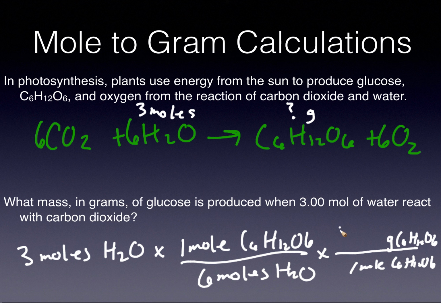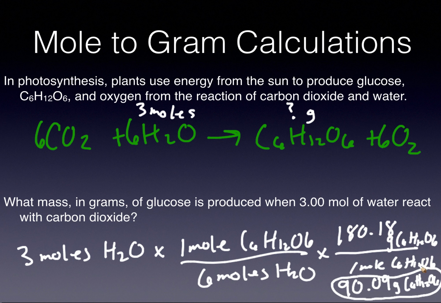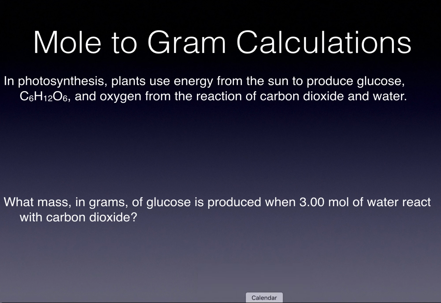So we have 180.18. So we do 3 divided by 6 times 180.18. And we should get 90.09 grams of C6H12O6. Okay, so now, good with this.